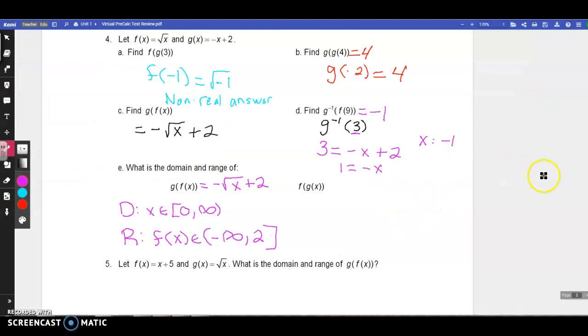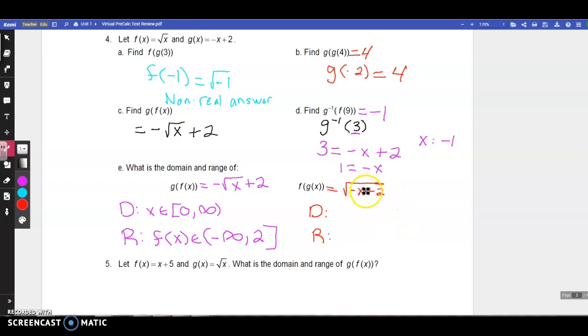All right, and then f of g of x. Like I said, it's really hard to do this without an equation. So let's go ahead and find an equation. I'm going to take g of x and plug it into f. So this equation is going to be the square root of negative x plus 2. All right, let's see if we can do domain without a calculator here. See if we can reason our way through this.